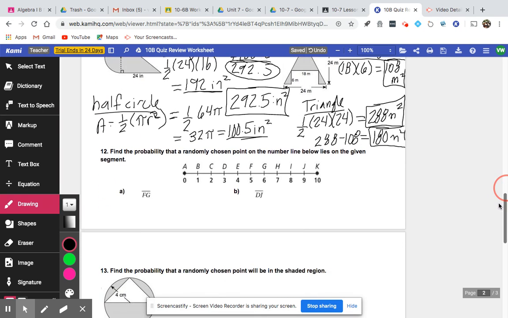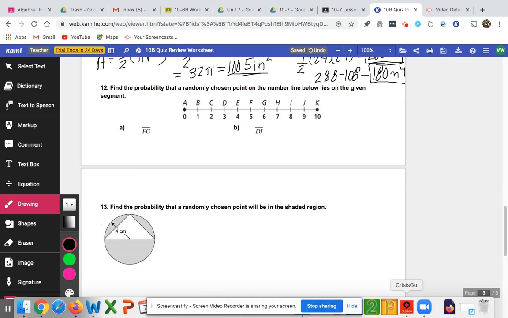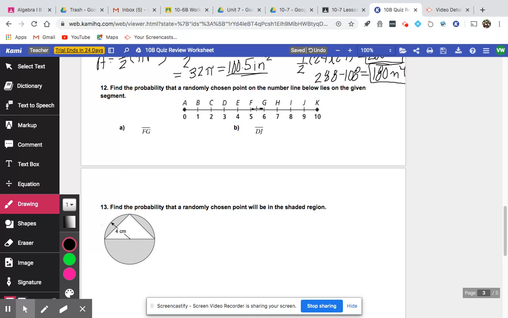2 more problems, folks. Number 12 and number 13. Let's do number 12. Find the probability that a randomly chosen point on the number line below lies on the given segment. We're going to start with letter A, FG. FG is right there. To find that, we do 6 minus 5. That's supposed to be a 5. I apologize if you can't read that. 6 minus 5 over 10 minus 0, which is 1/10. As a percent, that's 10%.